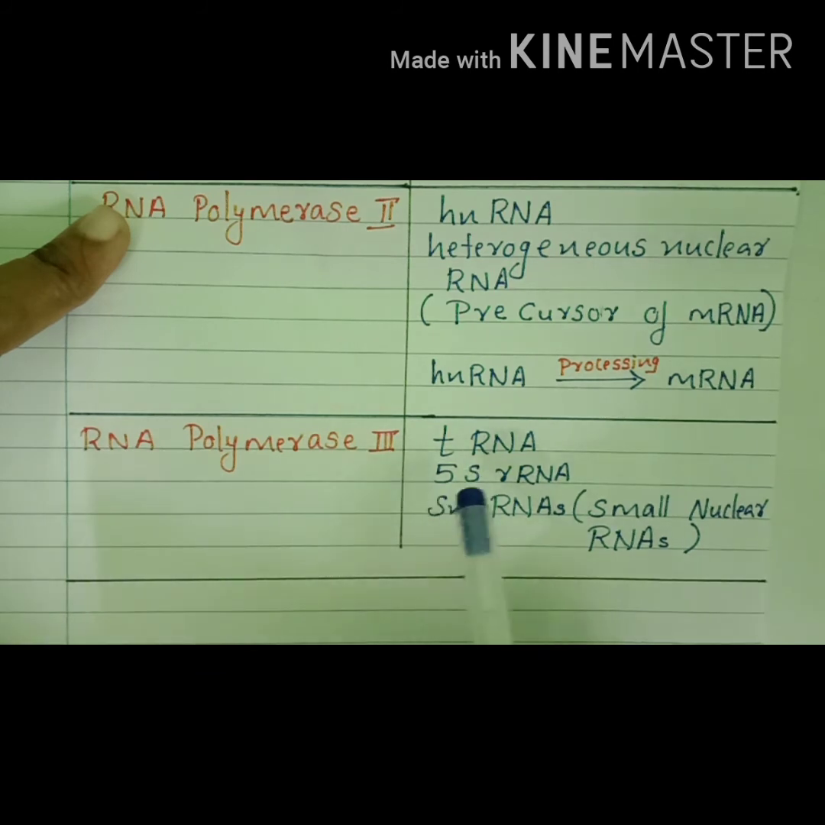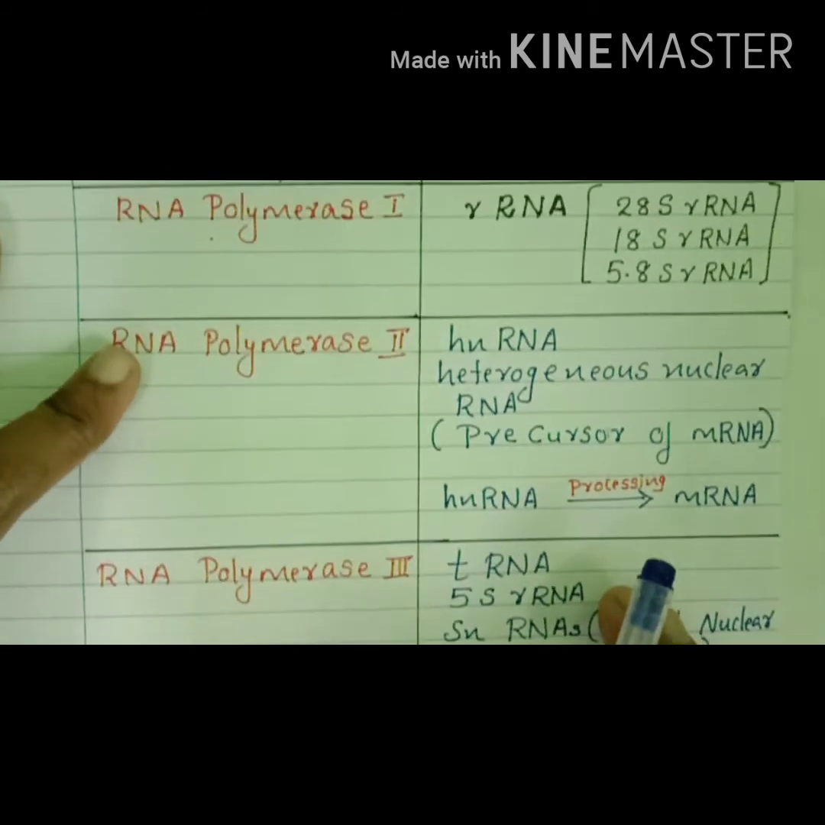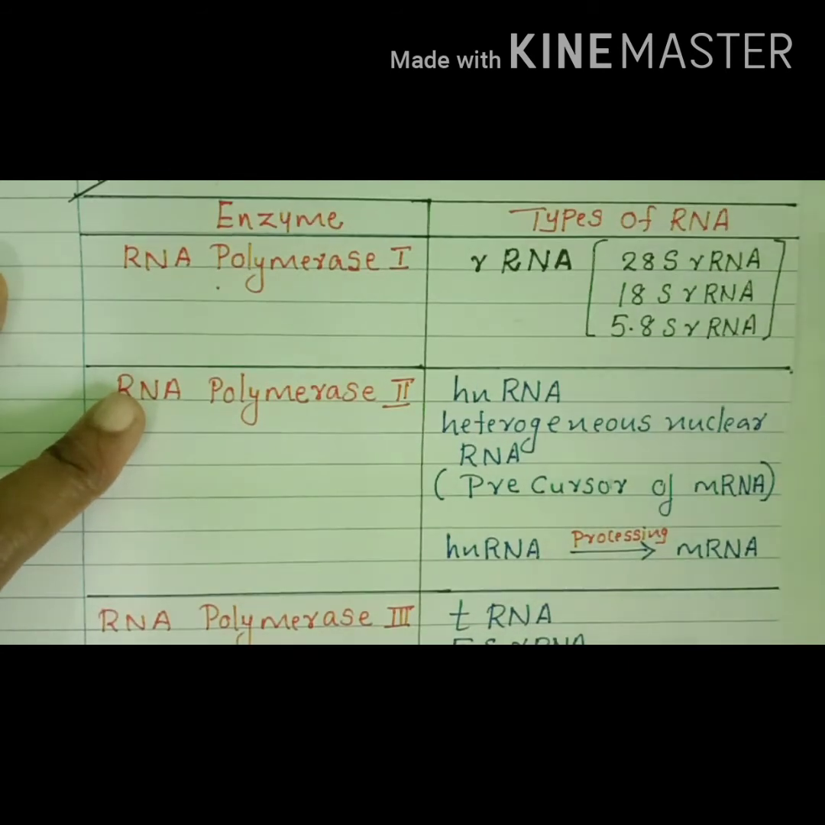tRNA, 5S rRNA, snRNA. So this type of differentiation is not present in prokaryotes. In prokaryotes, there is no differentiation of RNA polymerase enzyme. A single RNA polymerase enzyme transcribes rRNA, mRNA, that is hnRNA, and tRNA. But in eukaryotes, three types of RNA polymerase enzymes are used.